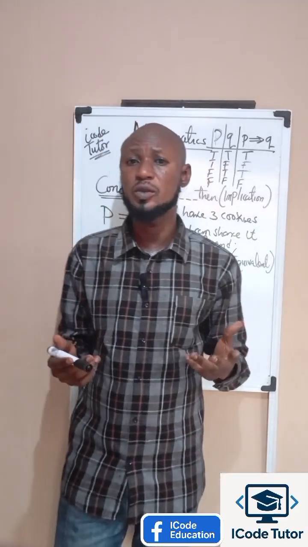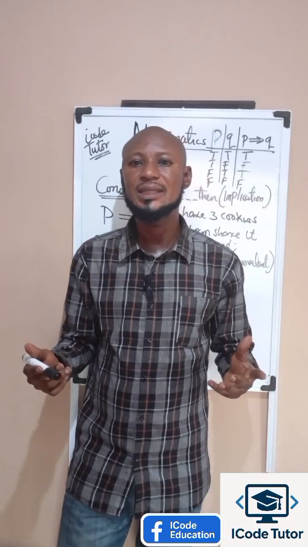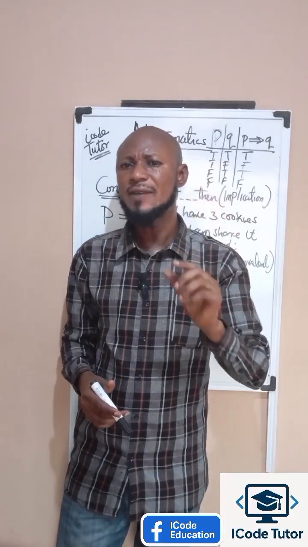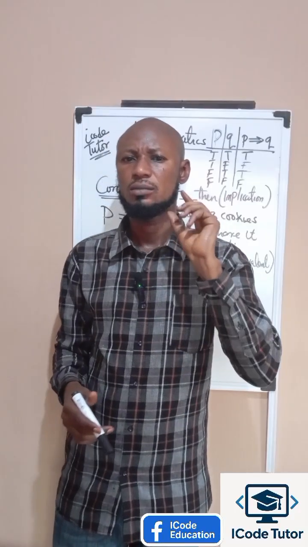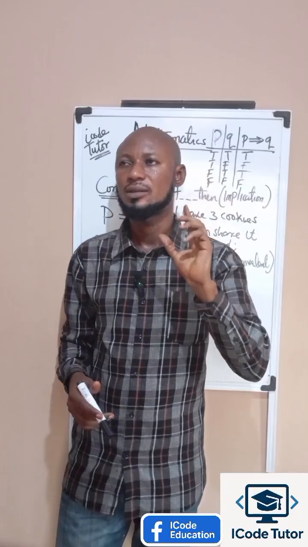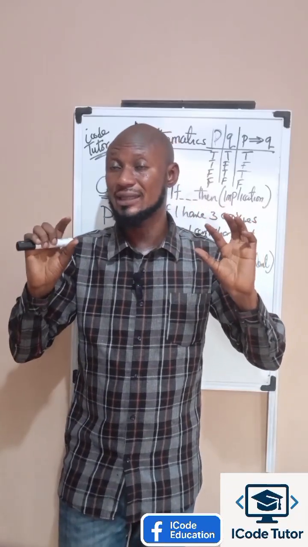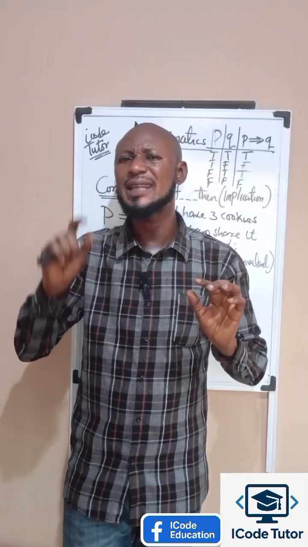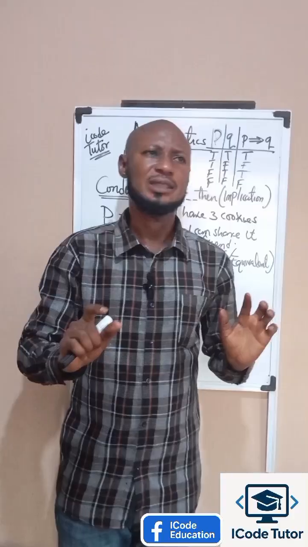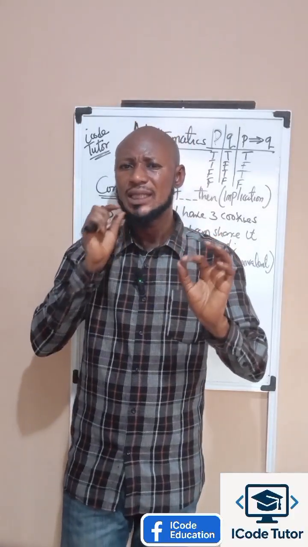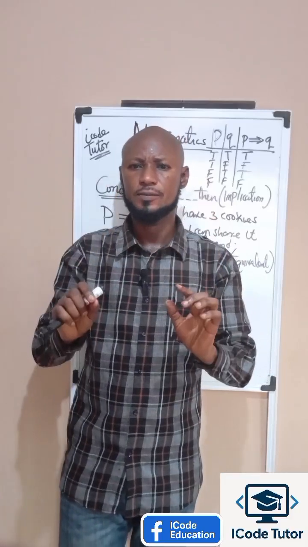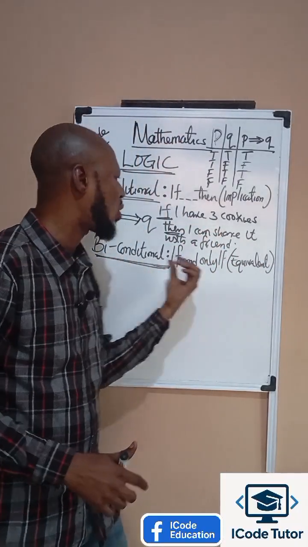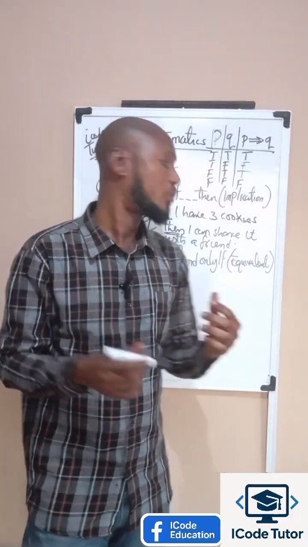Let's say, as an example, a triangle is equilateral if and only if it has 3 equal sides. Look at that sentence. If you look at the sentence, it has if and only if. What is that if and only if? That means that they are talking about biconditional.